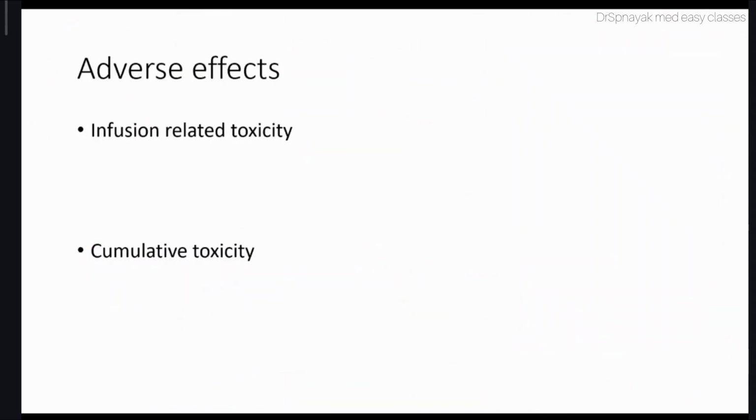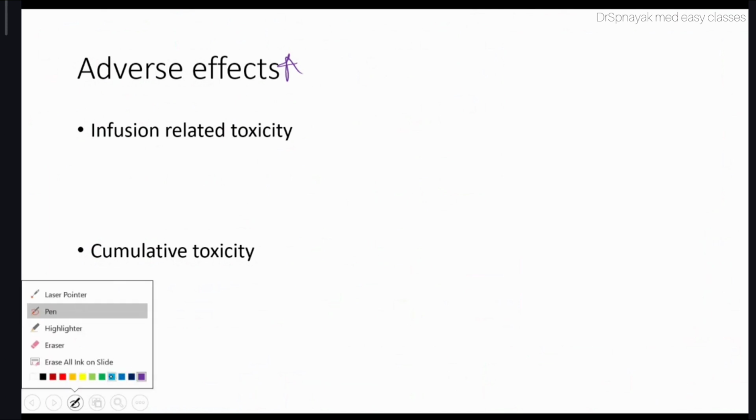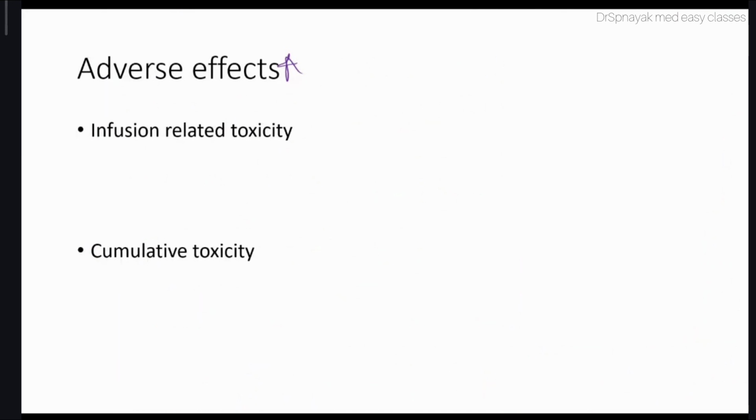Okay, then coming towards the adverse effects. This is very, very important, because this is the major reason why amphotericin B is not widely used. It is given only through intravenous infusion, and even then only in those conditions where a rapid therapeutic response is needed, in serious conditions.